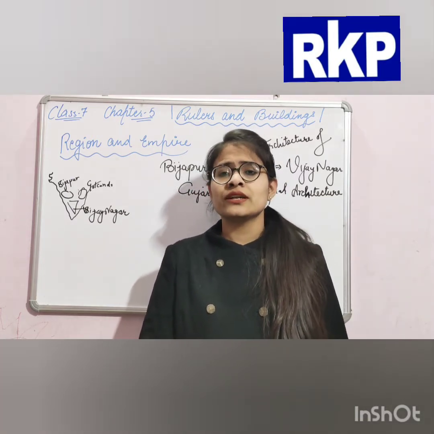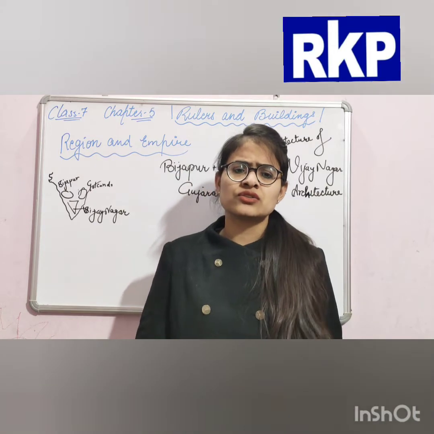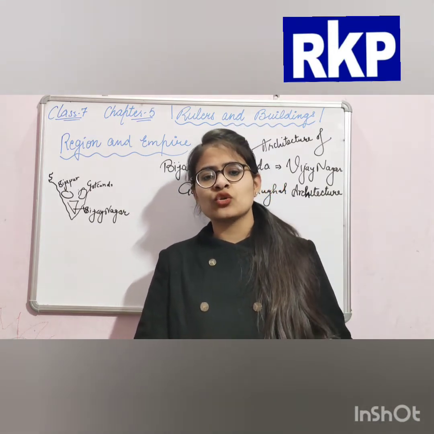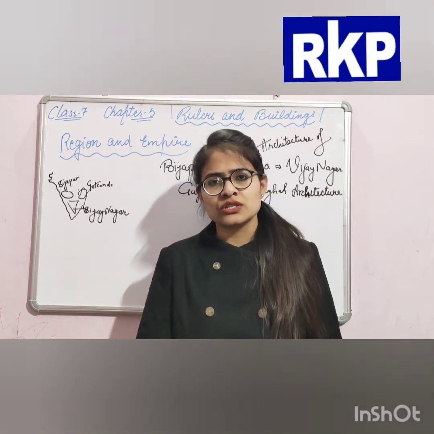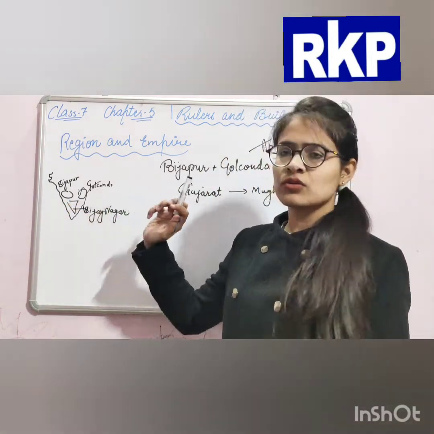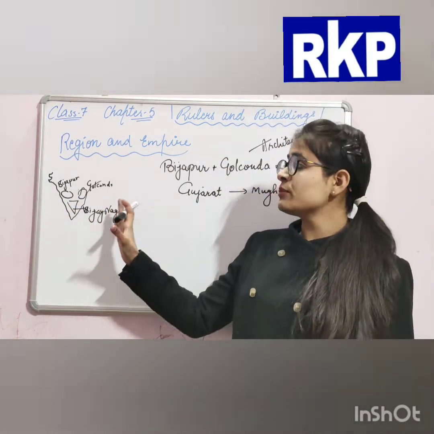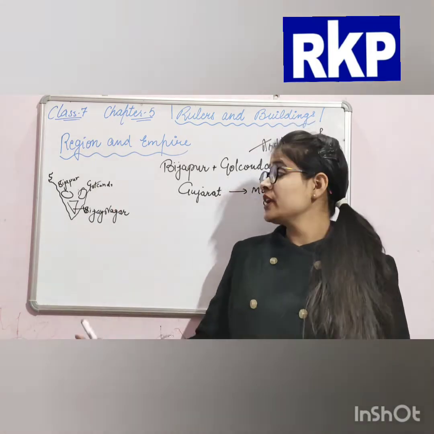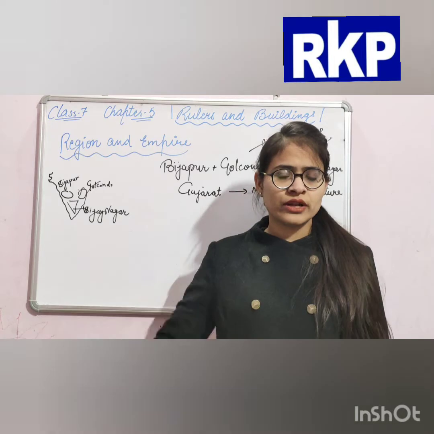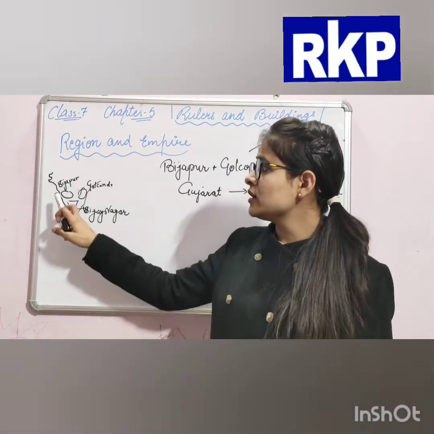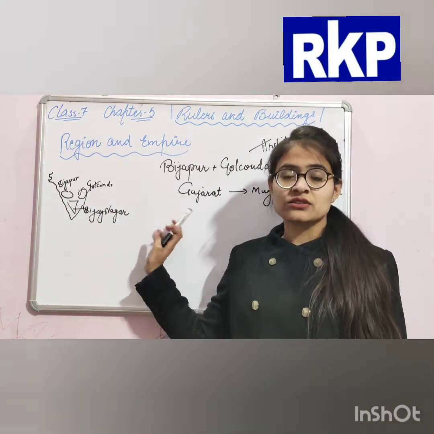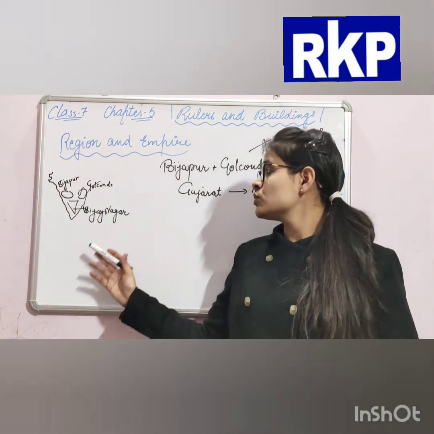Yes, so we can say that the traditions, styles, architecture and main construction techniques of one region were adopted by other regions. How? Here Bijapur is located and here Golconda. The architectural style of Bijapur and Golconda influenced the style of the Vijayanagar Empire, which was ruling in South India. So the styles of regional empires influenced the large empires as well.